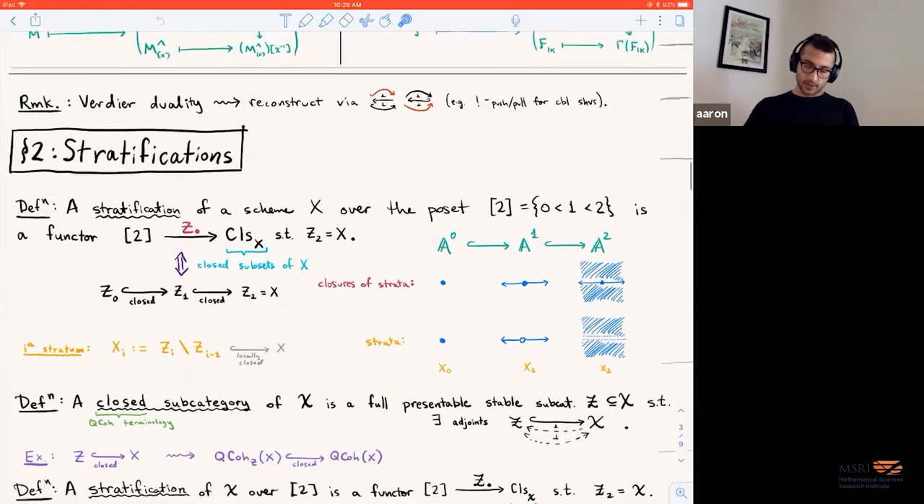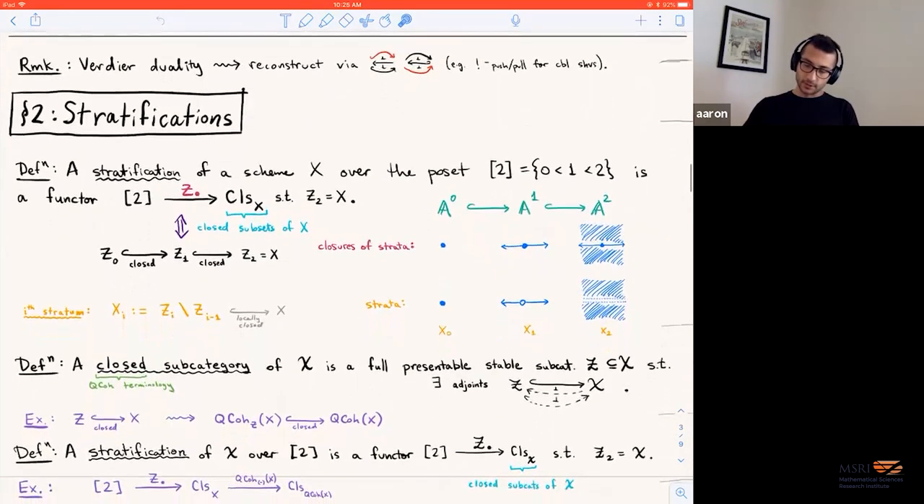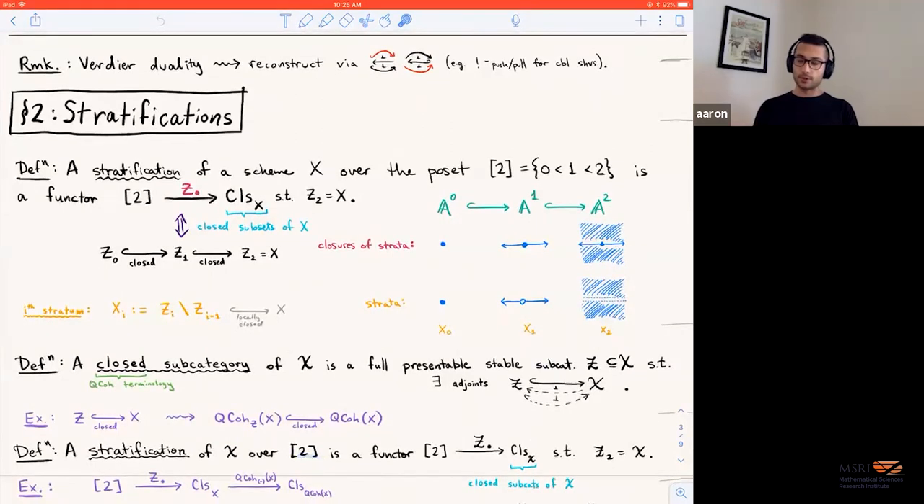So given that, I can define a stratification of the category over [2]. It's likewise just a functor, I'll write curly Z bullet, into the poset of closed subcategories. And once again, I want to make sure that it generates the whole thing. So I've got Z2 equals X. And for example, if I have a stratification of my scheme X, I can just post-compose; this construction is a functor of posets from this poset to that poset. So closed subsets give closed subcategories in a way that respects inclusion.